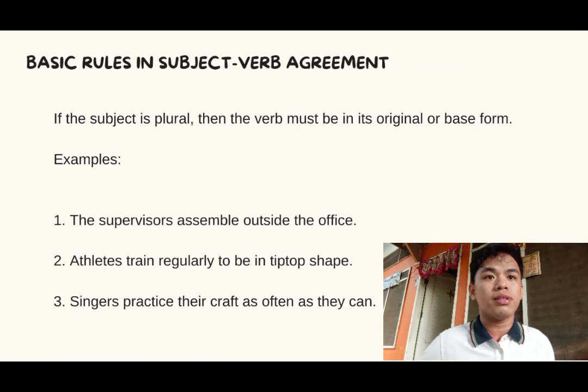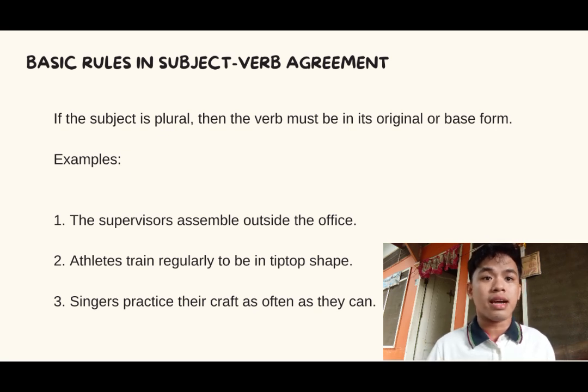So basic rules in subject-verb agreement. This is the second one. This is for the plural. So if the subject is plural, meaning the subject is more than one, then the verb must be in its original or base form. So if the subject is two or more than two, our verb must also be in a plural form, which could be the basic form, without s, ies, or es. So these are the examples.